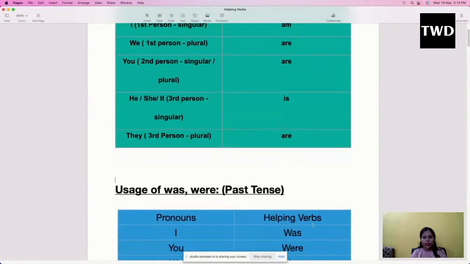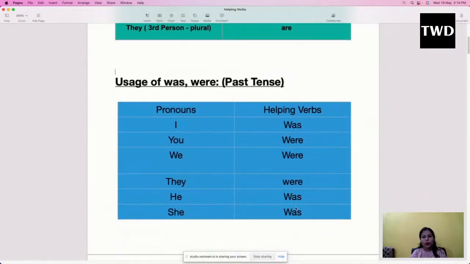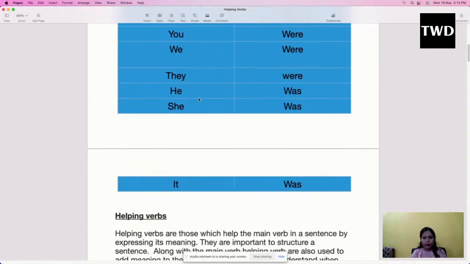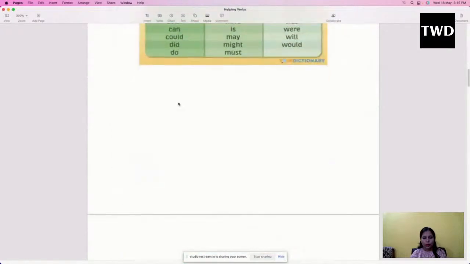Then to frame sentences under past tense, there are only two helping verbs which we use, that is was and were. So with I, he, and she, we use was. I was cooking yesterday, he was playing, she was running. And with you, we, they, we use were. Already I told you that even if we are talking to a single person, we will point to that person with you were only. You were talking to your friend yesterday. With it also we are going to use was.